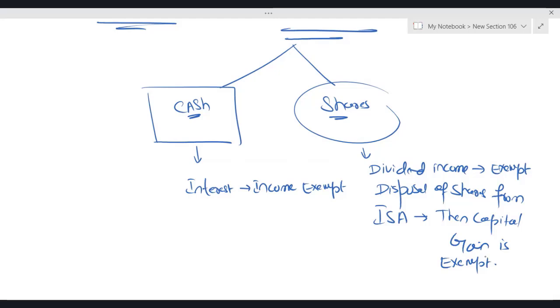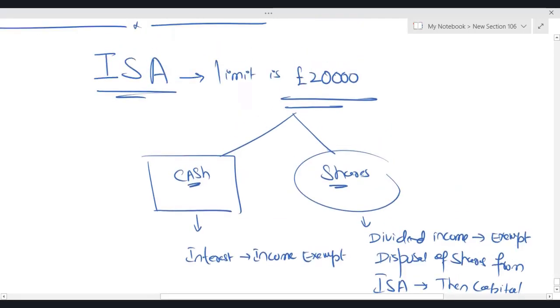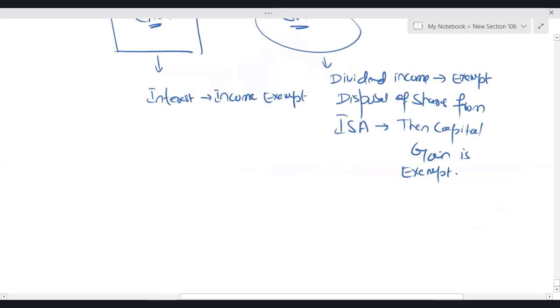Now, there's one more thing. What is that? The limit of this 20,000 can be increased. How can it be increased? Please listen.